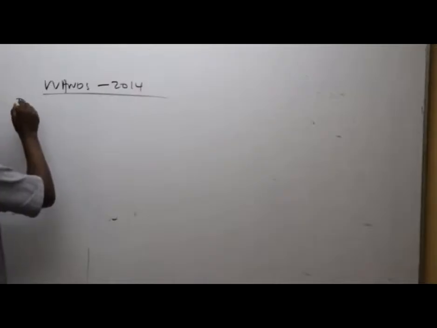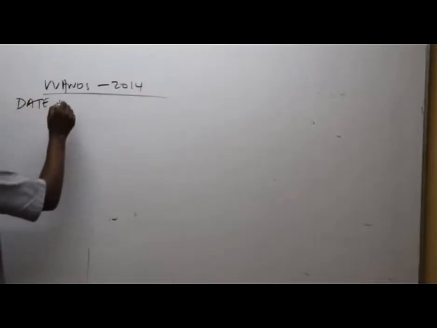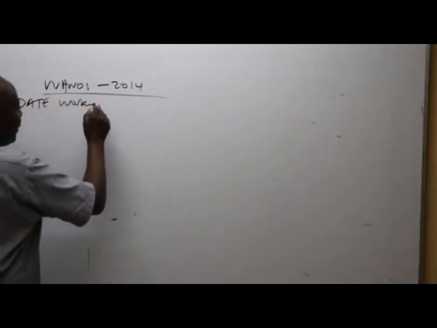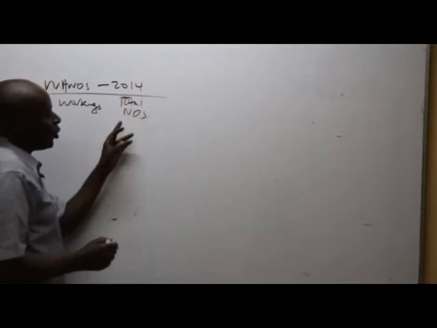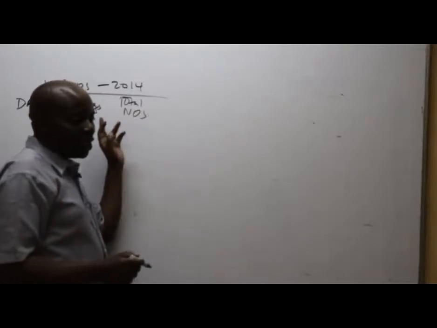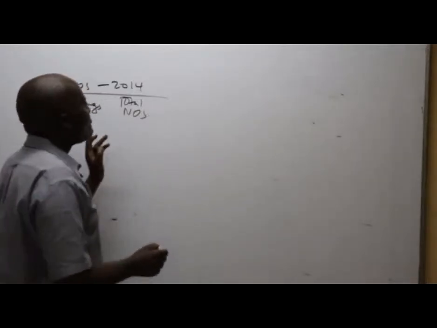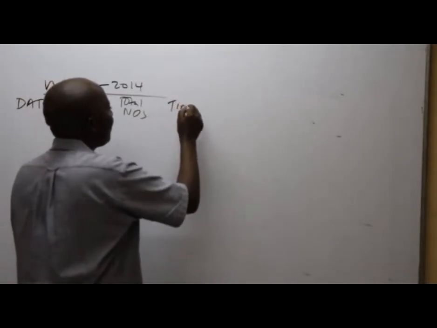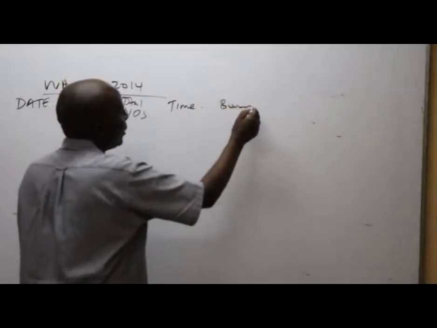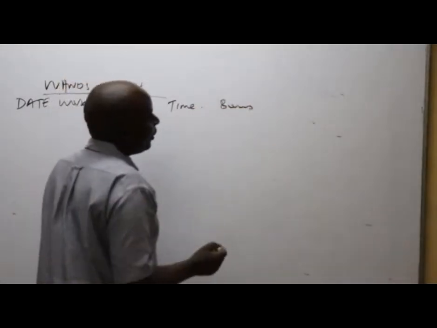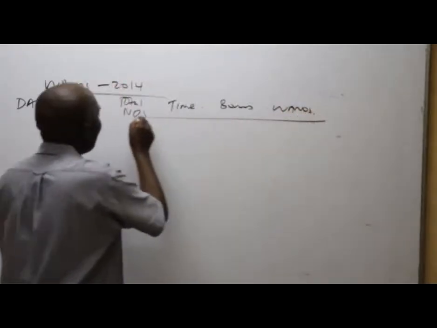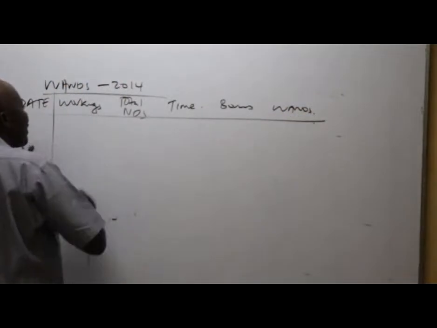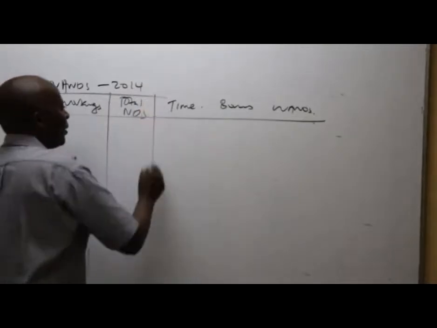So remember, we have the issue of the date, the workings like that. We have the total nos. Remember that the total nos, this is what we call the cumulative number of shares, right? So we have in this case the time, we have the bonus fraction, and then lastly, we have the one-nos.